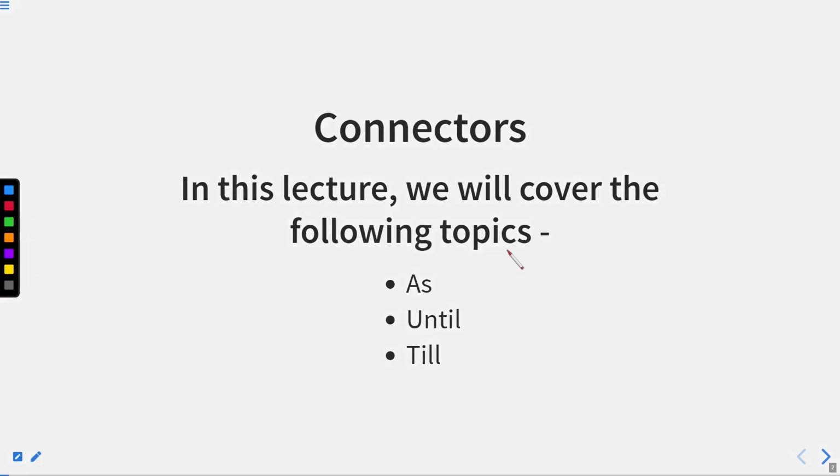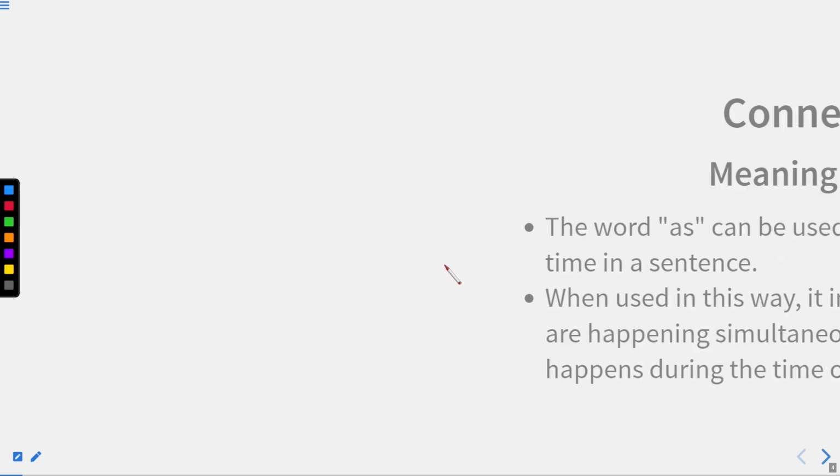These are actually some connectors, as we have already started time denoting connectors. So these are actually time denoting connectors that we are going to elaborate in this session. Well, we'll elaborate as, then until, and then till. So we are going to discuss these three connectors in this session. Okay, so one by one we'll discuss each and every connector with their rules and examples. Okay, so first of all we'll discuss the connector as.